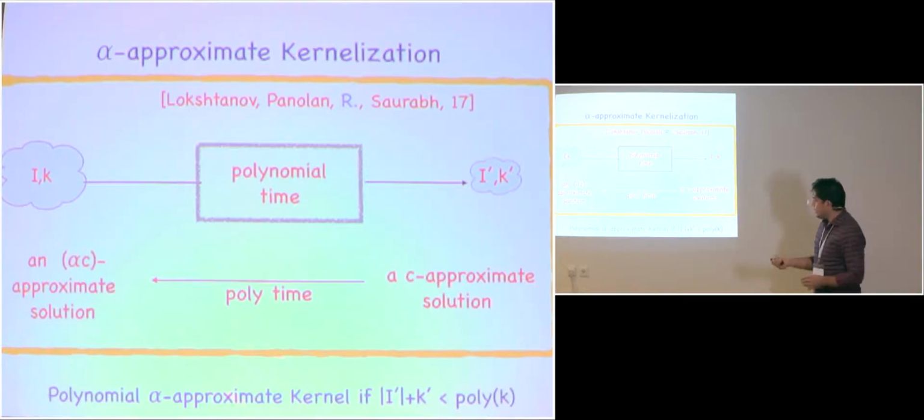And of course, we call this a polynomial size alpha approximate kernel if the size of I prime is bounded polynomially in k. So I hope I have explained to you the issue with the standard definition of kernelization. And here is just a definition that appears to circumvent the issues, at least on the surface.